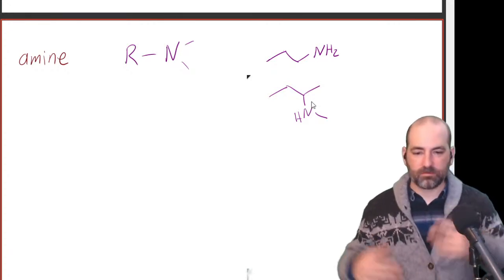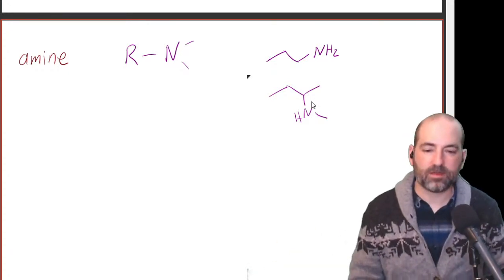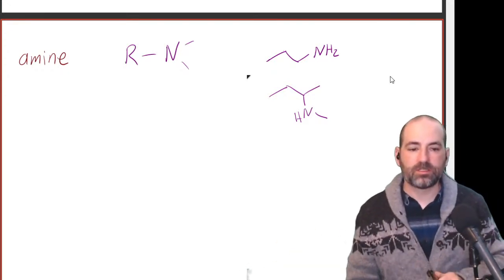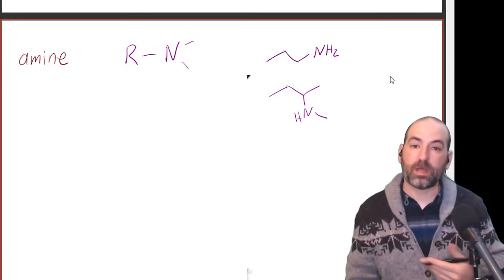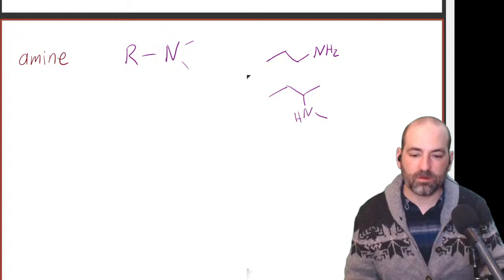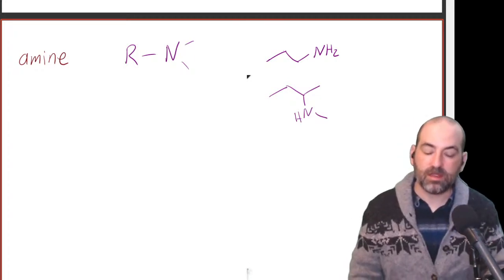So again, there's infinite possibilities of how you can set these things up, but the goal is to both be able to draw an example of these functional groups, but also to be able to recognize an example. So if I drew a molecule for you, could you pick out what functional group is in that molecule?